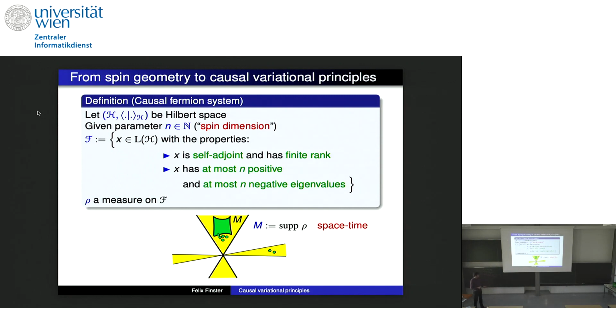And this leads us to this general definition of a causal fermion system. So you have a Hilbert space. You're given a parameter and a spin dimension, which in this case is always 2. And now we consider the set of linear operators, which are self-adjoint, have finite rank, and have at most n positive and at most n negative eigenvalues. And finally, we consider a measure on curly F. And this is how you can think of it. It's similar to what I showed you before in the time-independent setting.